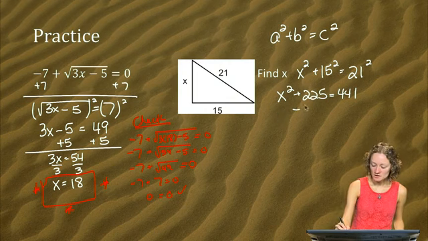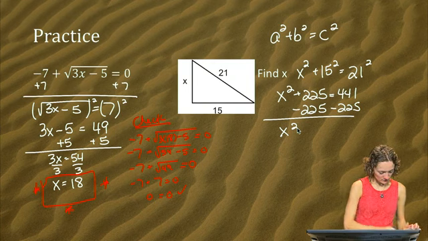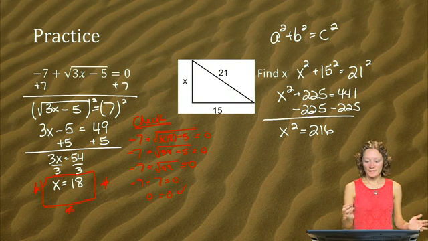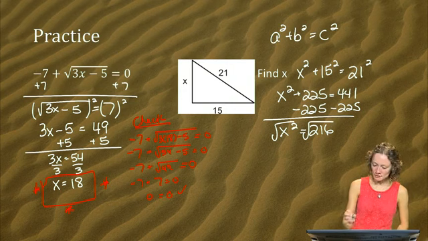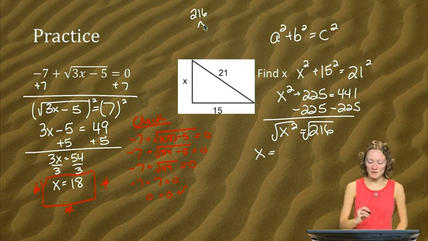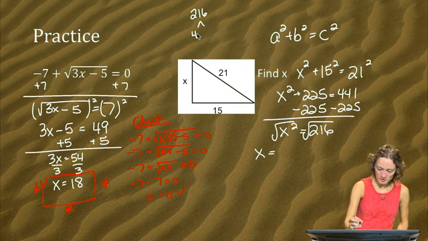Continue solving. Subtract 225 from each side. We get x squared equals 216. Then take the square root of each side. I'm not sure it's a perfect square. Let's see. Nope, it's not a perfect square, so we'll have to simplify. We'll take 216 and start breaking it down. We need to see if there are any pairs in there. We can definitely start with a 2.